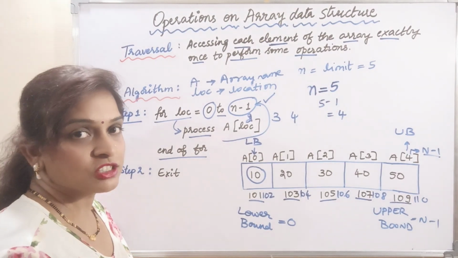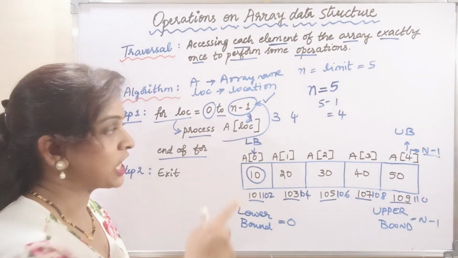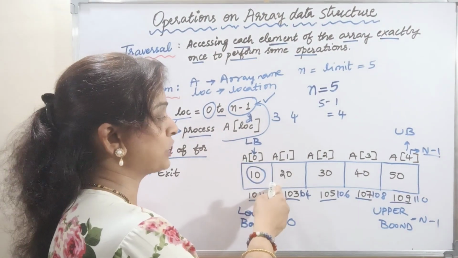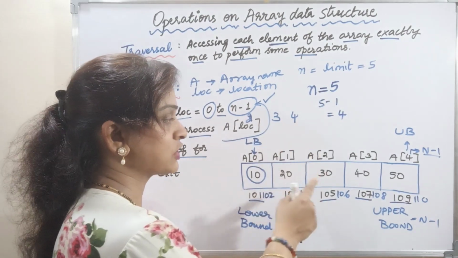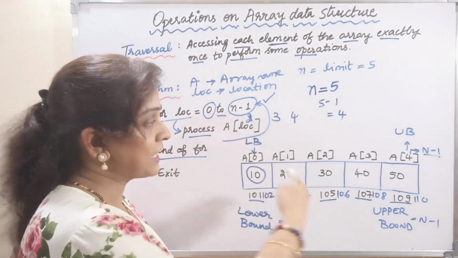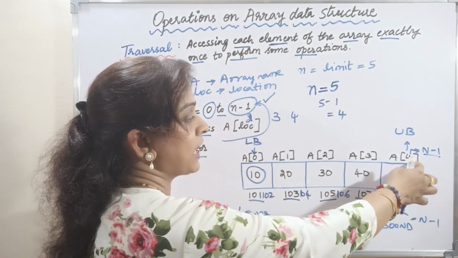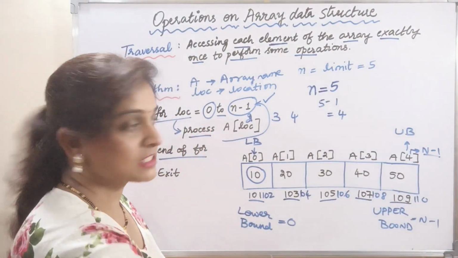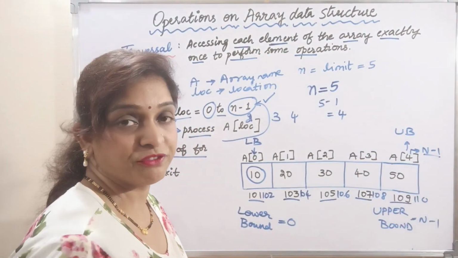The for loop process you should know. A for loop starts from 0. I iterate, I go to the next location. Iteration means I'm going to go to the next location. When I reach the end position, the loop terminates. It means I have traversed everything.